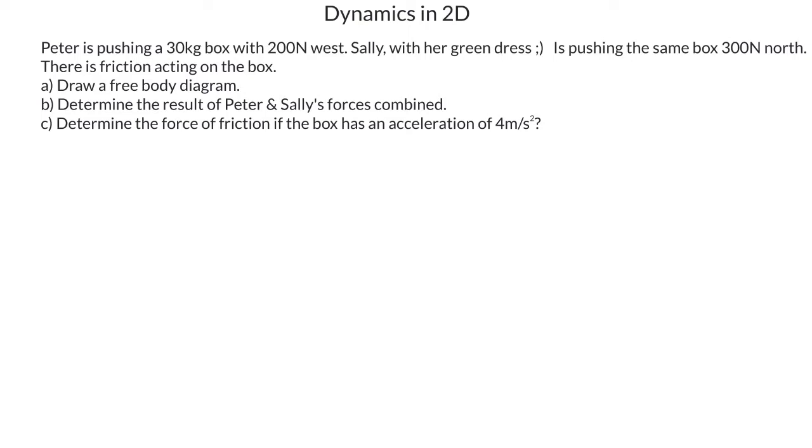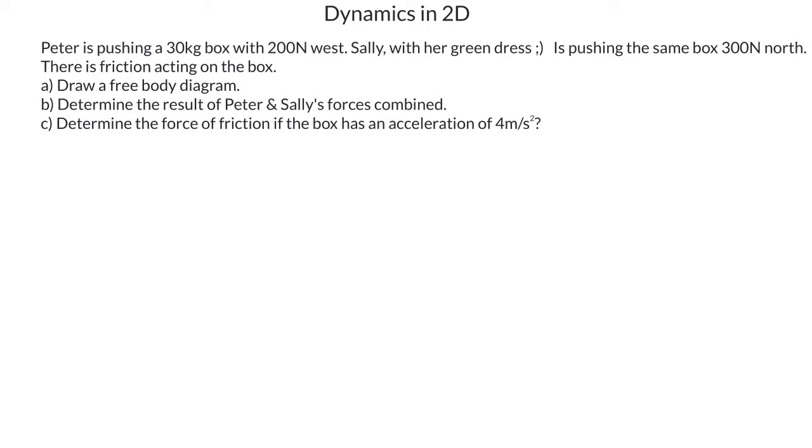There are three things that we want to do with this question. One is to draw a free body diagram. The second is to determine the result of Peter and Sally's forces combined. And then C is to determine the force of friction if the box has an acceleration of 4 meters per second squared.